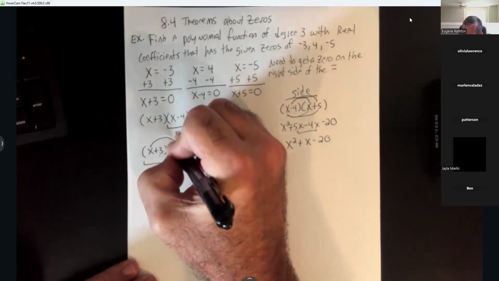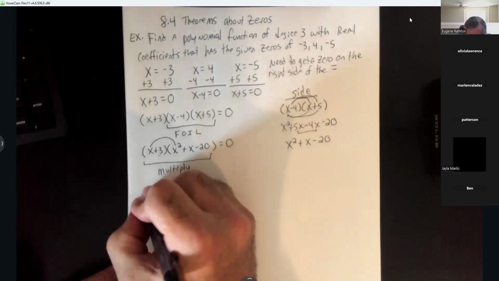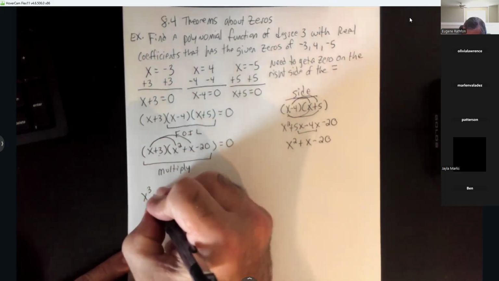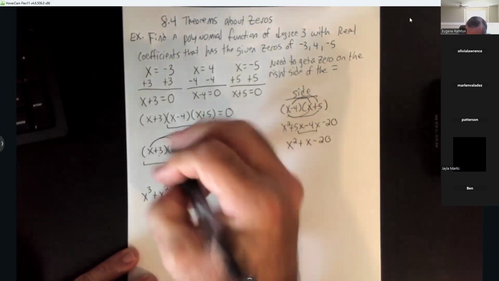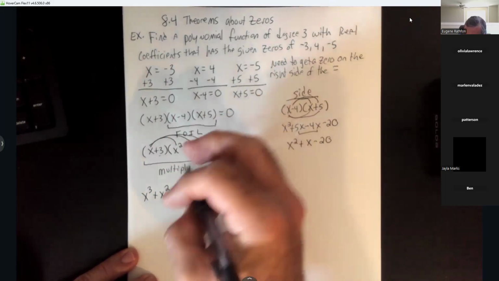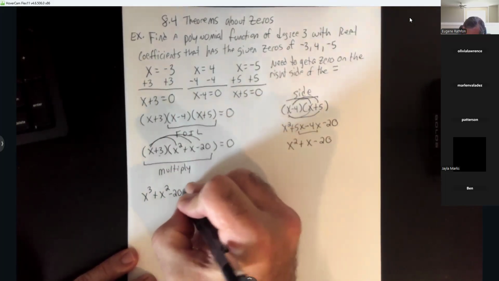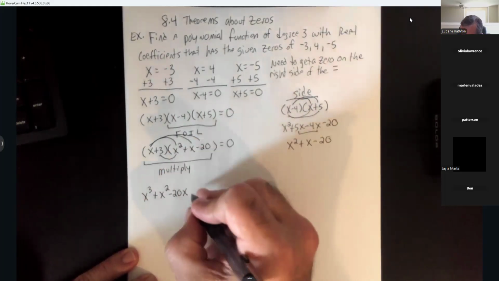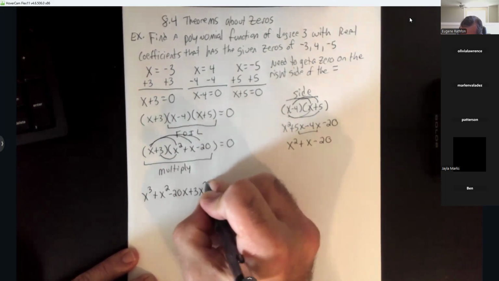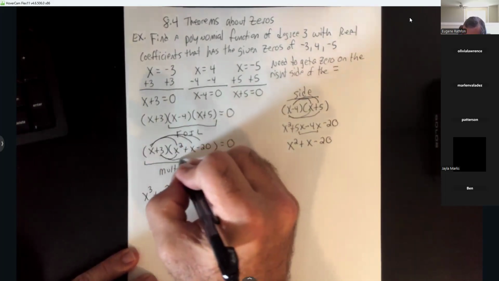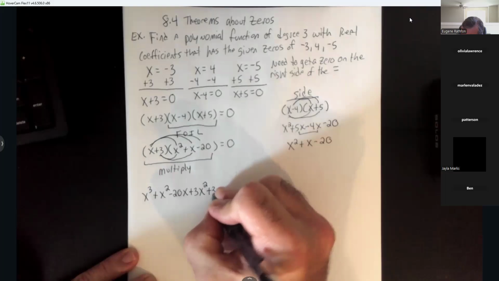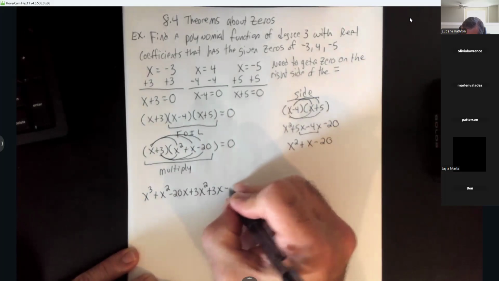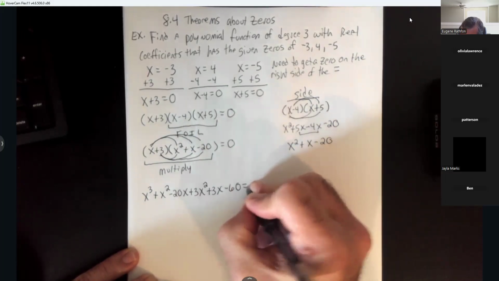So y'all, x times x squared is an x cubed. X times x is an x squared. X times negative 20 is a negative 20x. Now, 3 times x squared is a 3x squared. 3 times x is a 3x. 3 times negative 20 is a negative 60.